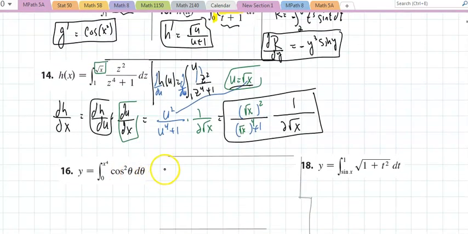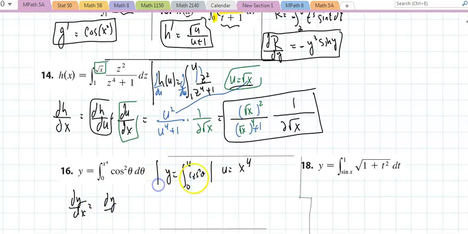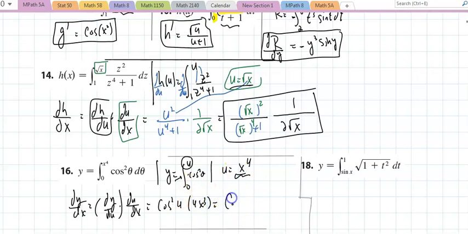The same deal here. If I let u equal x to the 4th, then y is now a function of u, no longer of x. And if I say find dy dx, you would say, well, okay, but y now depends on u, and u depends on x. The derivative of this is simply the cosine squared of u, and the derivative of this is 4x cubed, and that would be the cosine squared of u times 4x cubed. And what was u?